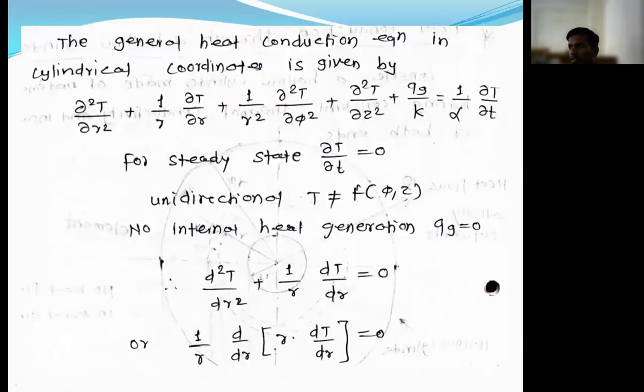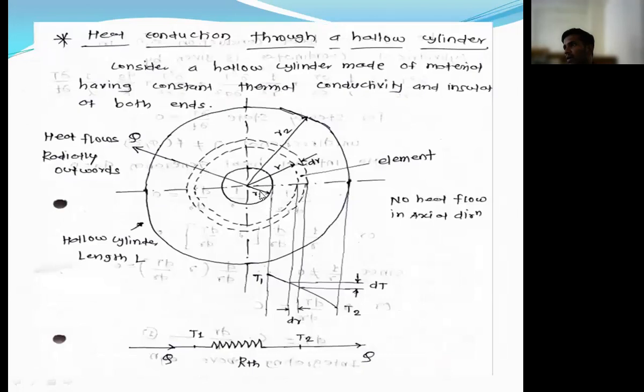Okay, so from the diagram we have to write down the boundary conditions. So what are the boundary conditions? When this radius becomes r1, what will the temperature be? When this small r is equal to small r1, then what is the temperature? T1. And if this r becomes r2, then what is the temperature? T2. When the radius is R1 the temperature is T1, and when the radius is R2 the temperature is T2.